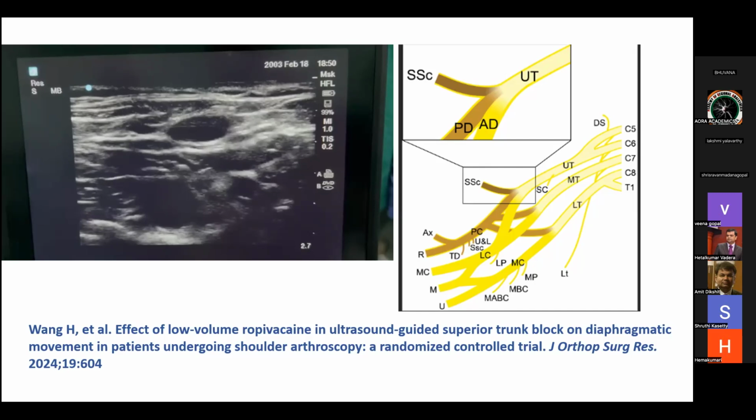They compared two volumes, 15 ml versus 10 ml, with a concentration of 0.2% ropivacaine. They found the analgesia was not compromised, and the duration and effectiveness of analgesia were comparable with 15 ml; with 10 ml we can attain this analgesia.